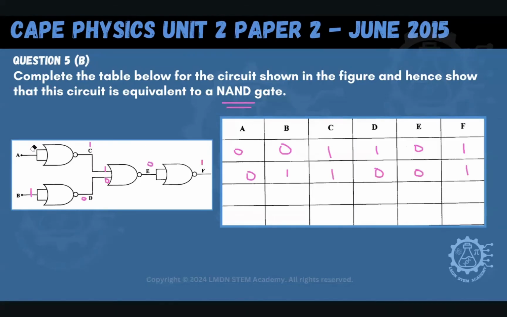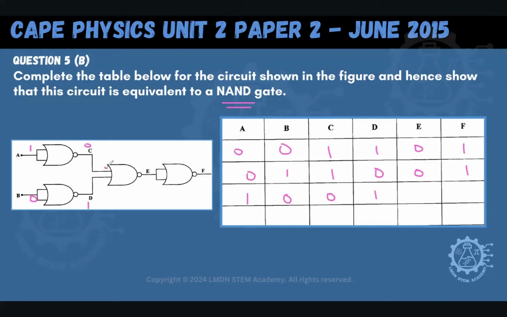All right. So let's try another set of input values for A and B now. Let's try 1, 0. Let's try A being 1 and B being 0. So when the 1 comes in up here, it's going to get inverted and become 0, so we're going to put a 0 for C. When the 0 comes in here, it's going to get inverted and become 1, so we're going to put a 1 for D.